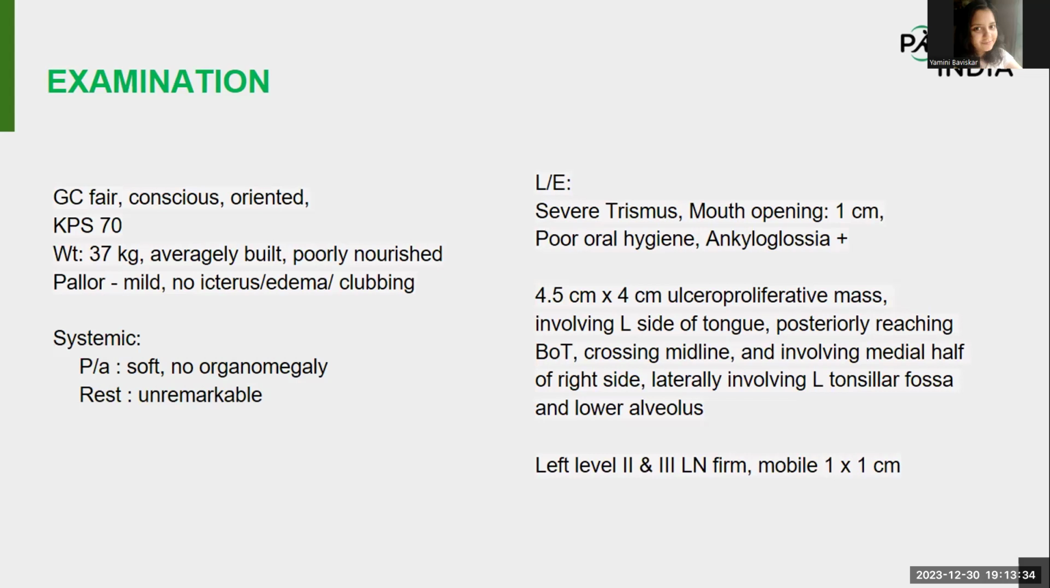On local examination, she had severe trismus and mouth opening was only 1 centimeter. She had poor oral hygiene and ankyloglossia. She had a 4.5 centimeter by 4 centimeter mass involving the left side of the tongue, posteriorly reaching the base of tongue, crossing midline, and involving the medial half of the right side, laterally involving the left tonsillar fossa and the left lower alveolus also. She had left level 2 and level 3 lymph nodes, which were mobile and 1 by 1 centimeter in size.